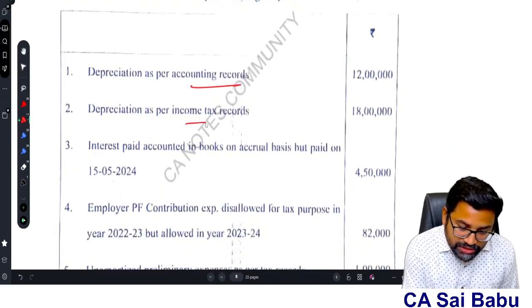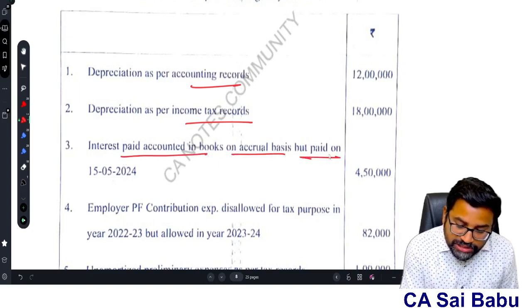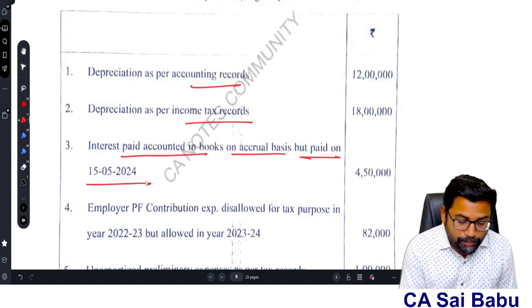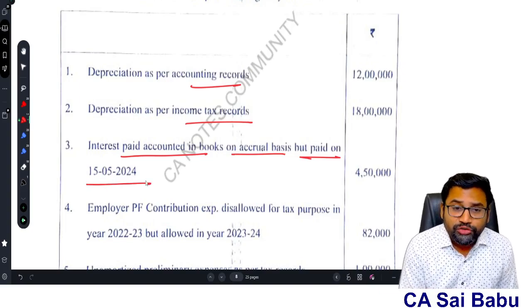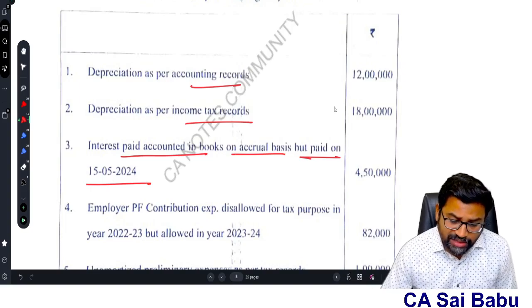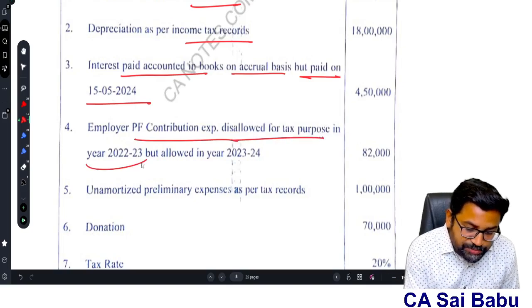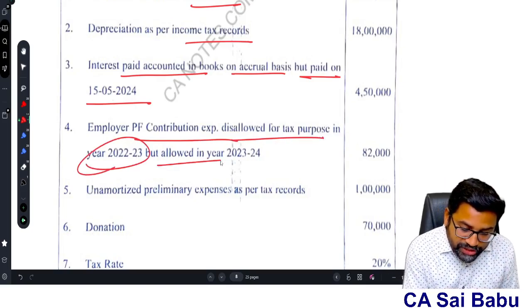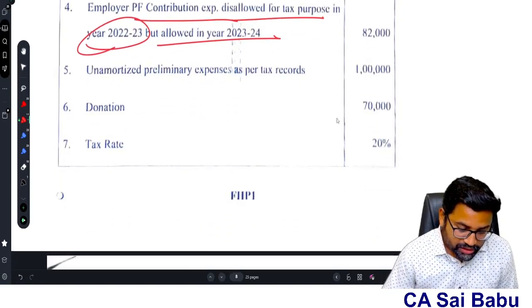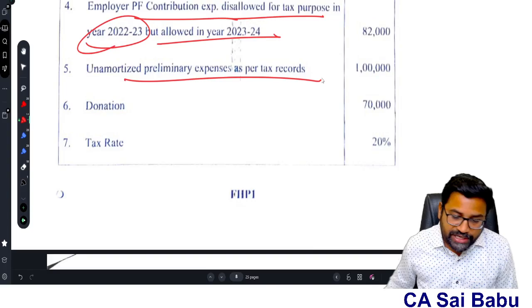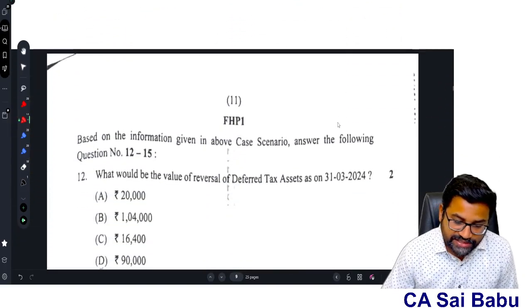Depreciation as per accounting records, as per income tax records. Interest paid, accounted in books on accrual basis, but paid on 15th May 2024. That means before due date only you paid, so that is also allowed as per the Income Tax Act, Section 43B. Employer PF contribution expenses disallowed for tax purpose in 22-23, but allowed in the year 23-24. Unamortized preliminary expenses as per tax records. Donation 70,000, tax record 20%.